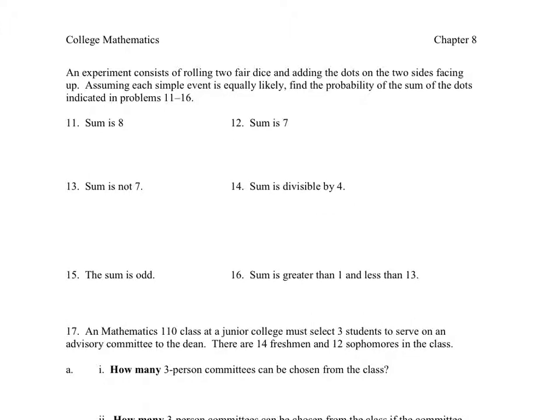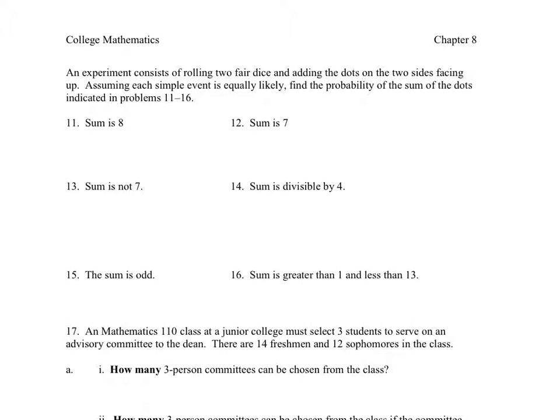Now let's talk about rolling some dice. So we're going to roll 2 fair dice. We're going to add the dots on the 2 sides facing up and assume that each simple event is equally likely. In other words, these are fair dice. They're not weighted to where one side is more likely to turn up than another. And we want to find the probability of the sum of the dots that are indicated in these problems.